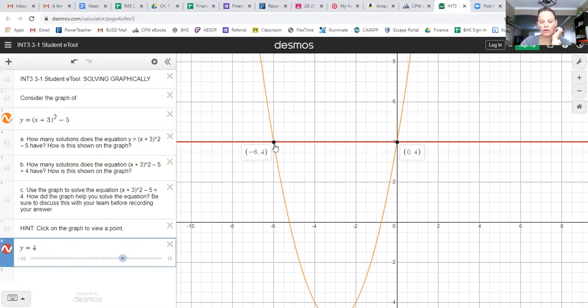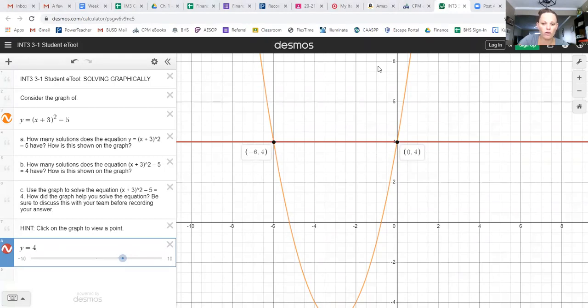Notice if I click on these points, negative 6, 4, and 0, 4. Those are the two answers we got for x, negative 6 and 0. And it's because both of them have y equal to 4. So if you solve this kind of problem graphically, remember we were just looking for x, not y. So y is not part of your answer. So again, we wanted to know when y was equal to 4. So we substituted that in, we graphed that line, we can see it has 2 solutions.